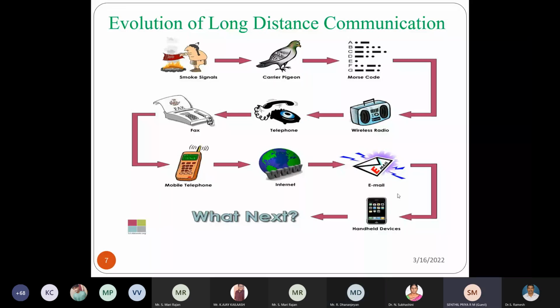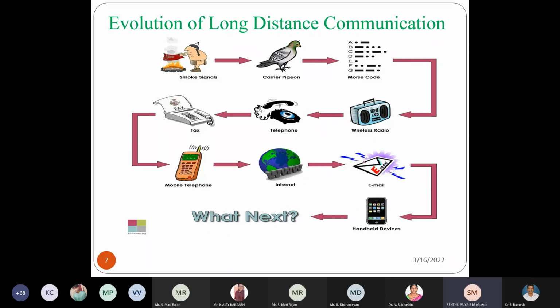So once again, I repeat this evolution of long distance communication. We are looking at wireless communication going for long distance communications, right? The human started communicating using smoke signals. Then we used pigeons to carry information. Next is the Morse code system that is used for telegramming systems. In previous days, telegram was also used. Next is wireless radio and landline telephones, then faxing systems. Then you are all familiar with mobile phone technologies, then internet, then emailing through internet. Then we had smartphones. Then what is next, I will tell you at the end of the session. So this is the evolution of long distance communication.